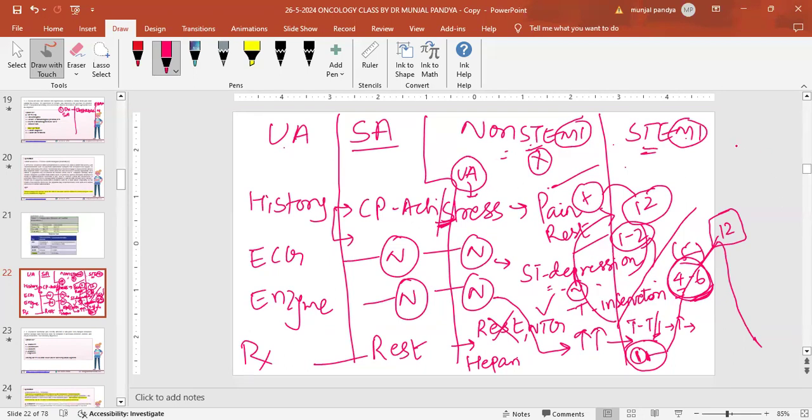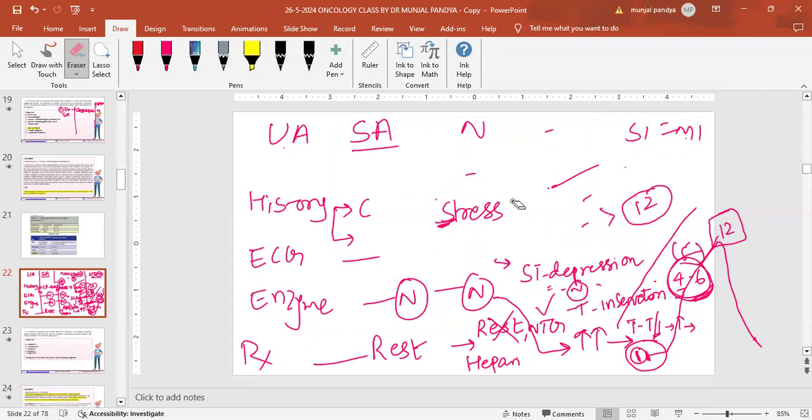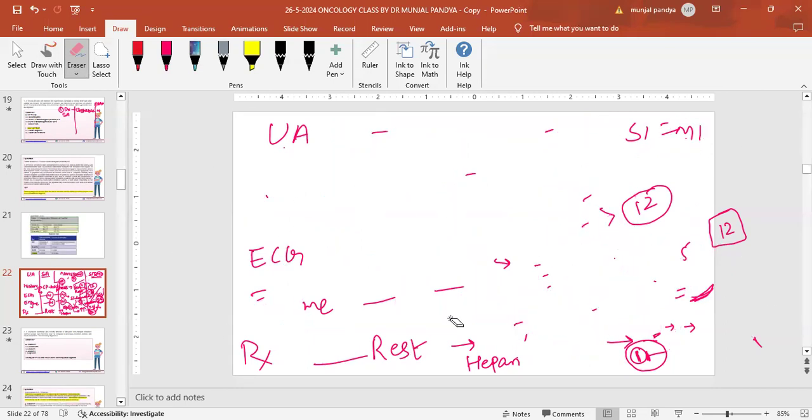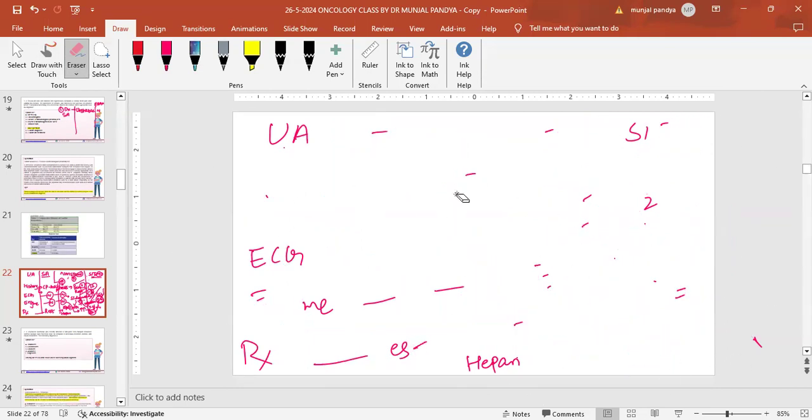Yes, sir. Wonderful. And now, last but not the least, what is STEMI? How do you differentiate between STEMI and non-STEMI? Let's come to that point, the most important and most critical part. How do they differ from each other clinically, by history, by enzymes, by ECGs, and by treatment?